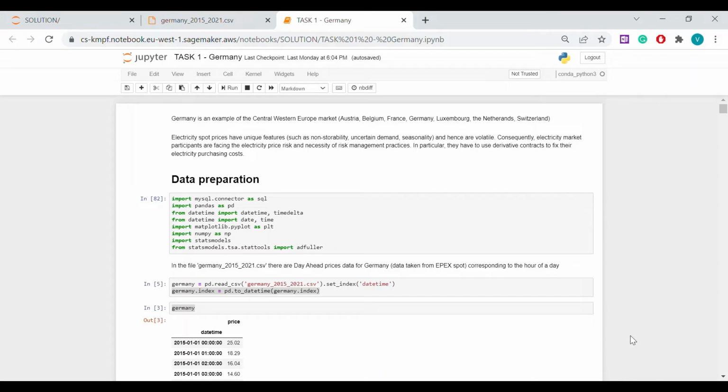The final goal of our case study is to analyze the electricity price markets of Spain, Portugal, and Greece. In this learning unit, I will show an example of a similar analysis, but for the case of Germany, which is an example of the Central Western Europe market, while Greece is an example of the Southeastern Europe market, and Spain and Portugal together form the Iberian Peninsula market.